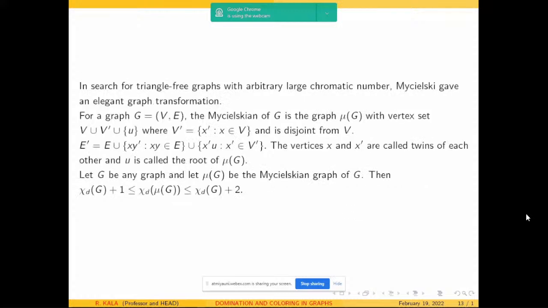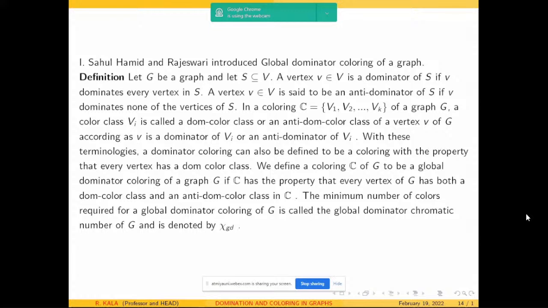This is in search of triangle-free graphs with arbitrarily large chromatic number. Because whenever you have a triangle, automatically you see that the chromatic number should be minimum 3. But even if there is no triangle at all, you can have triangle-free graphs where the chromatic number can be made as large as possible. And for that, you can have the Mycielski graph. Of course, it is a typical construction that is well known. Many labeling problems are done on this Mycielski graph. So this is a small variation of this parameter done by Shahul and Rajeshwari in their PhD thesis.